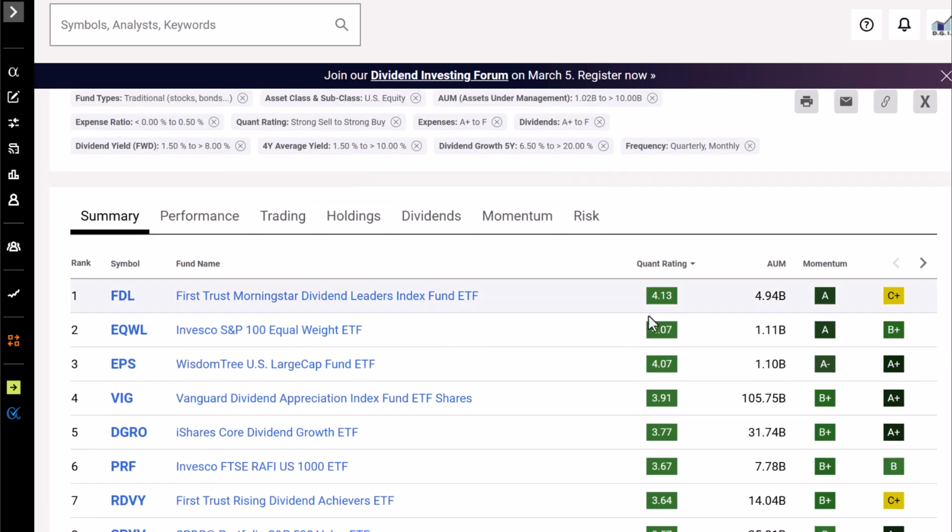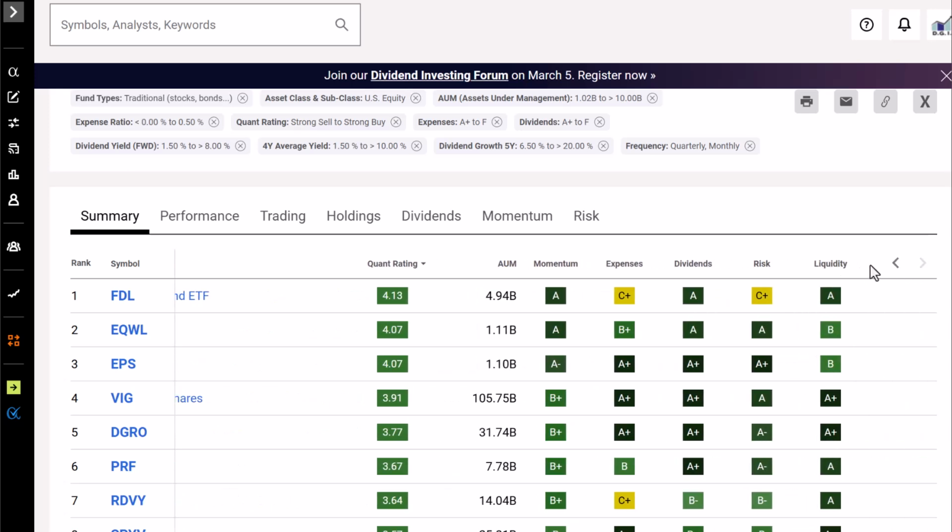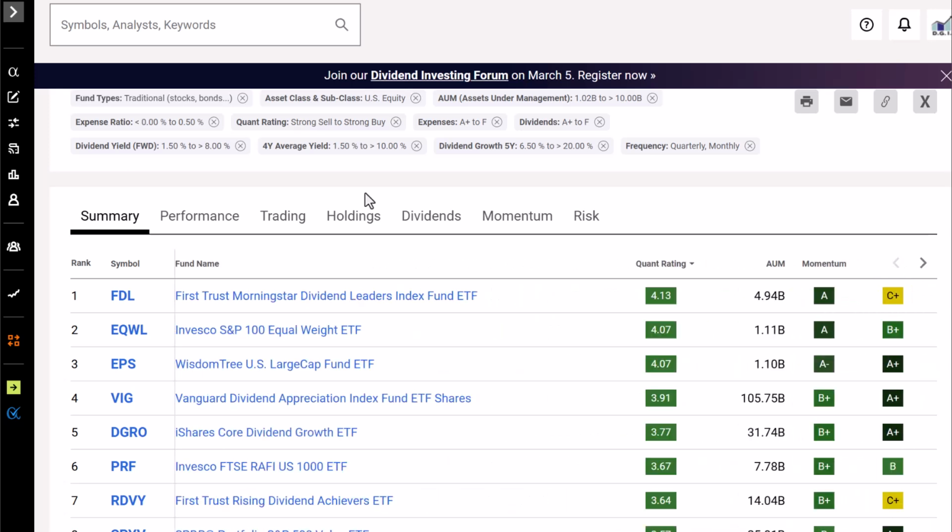Now, once again, this summary here, this is the quantitative ratings, the quant ratings. This is for Seeking Alpha Premium. So if you're interested in that, you can check that out. But let me show you a couple of things that are important to me.